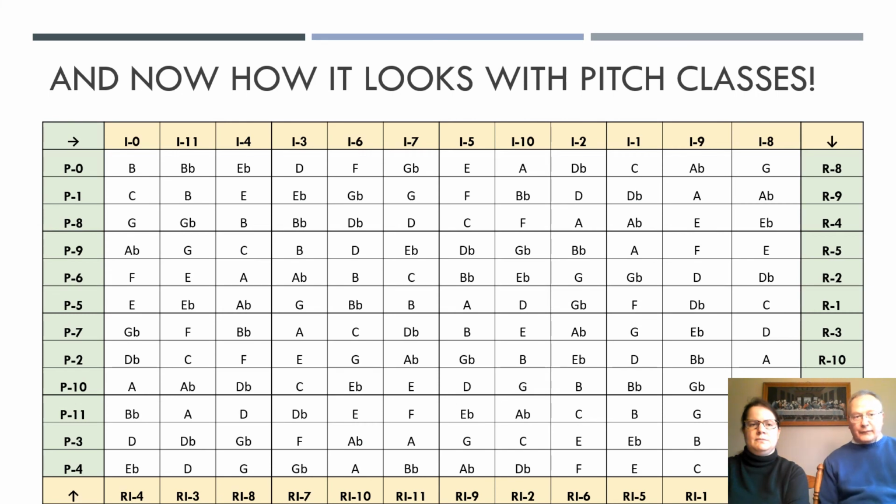And this is a conversion table putting letter names in. So if you remember, 0 was B, 11 or beta was B flat, etc. And if you notice the diagonal again, they're all B's, which is the first.